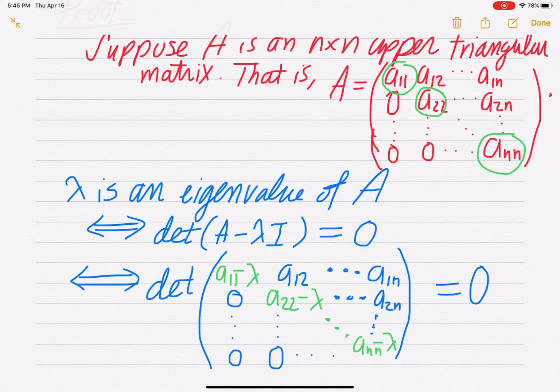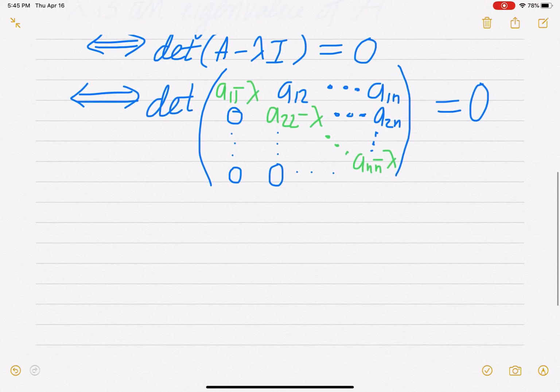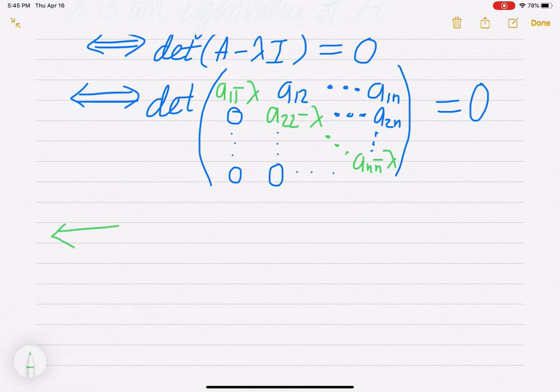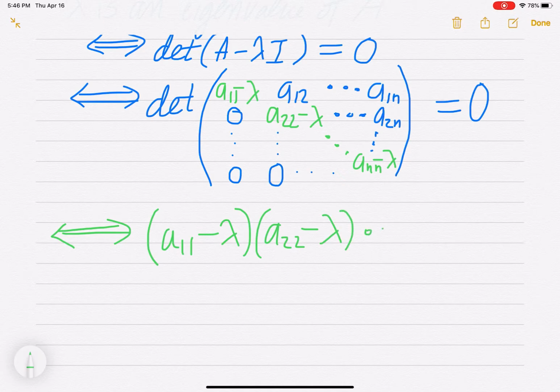So what happens when you take the determinant of an upper triangular matrix? This is still upper triangular. Nothing has changed. When you take the determinant of any kind of triangular matrix, you just get the product of the diagonal entries: A11 minus lambda, times A22 minus lambda, and so on, through Ann minus lambda, and that's all equal to 0.